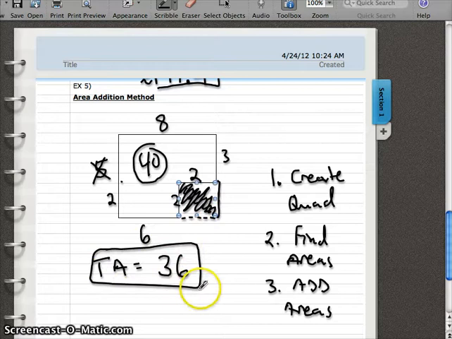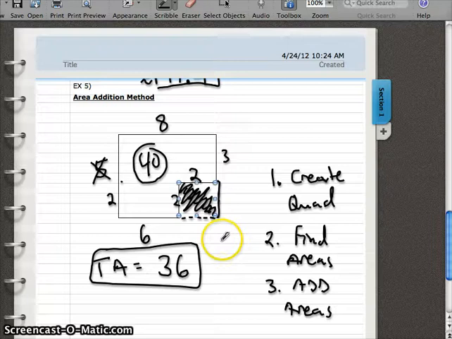So it's up to you. Sometimes the addition method is easier, sometimes the subtraction method is a lot easier. It just depends on the problem and the situation you have to deal with. So there you go. Good luck finding area of 4-sided shapes or areas of any quadrilateral.